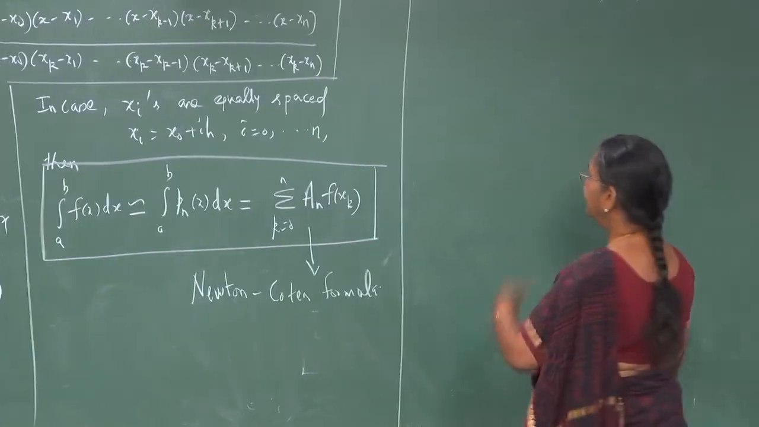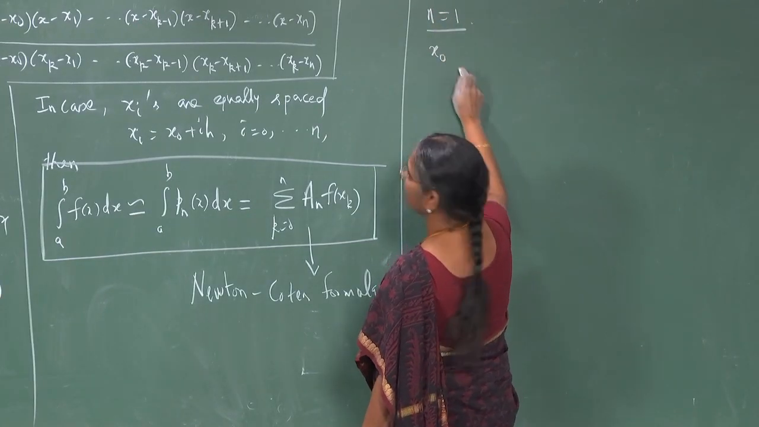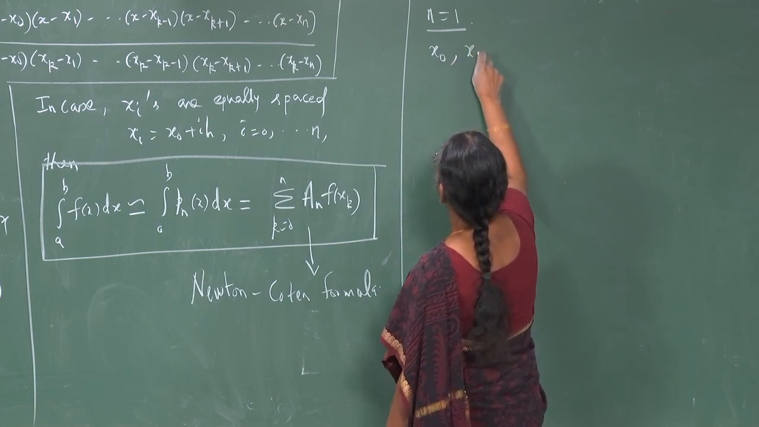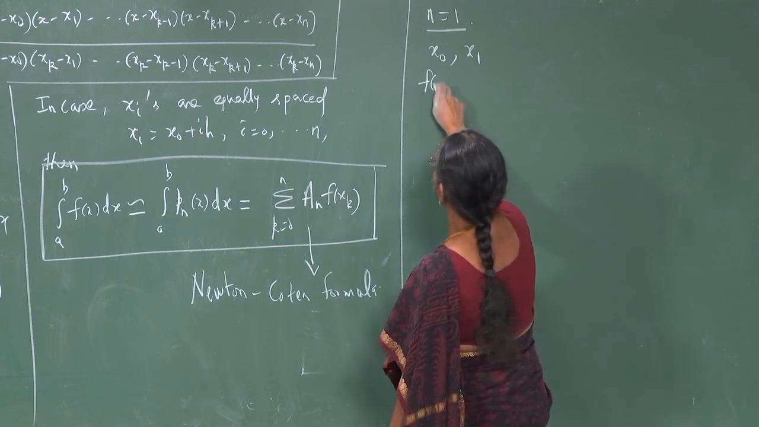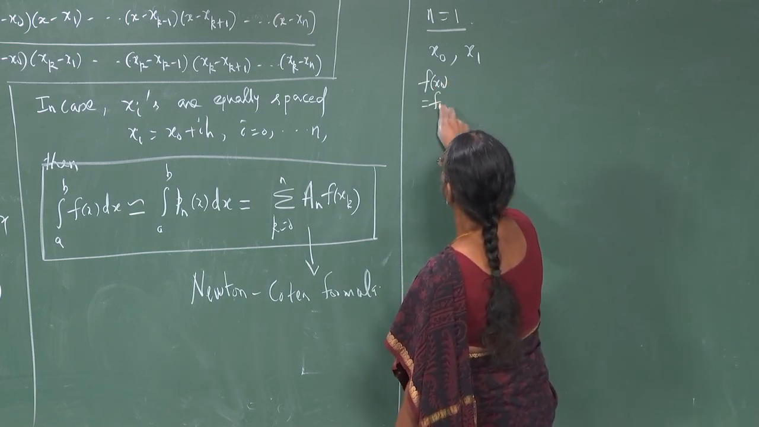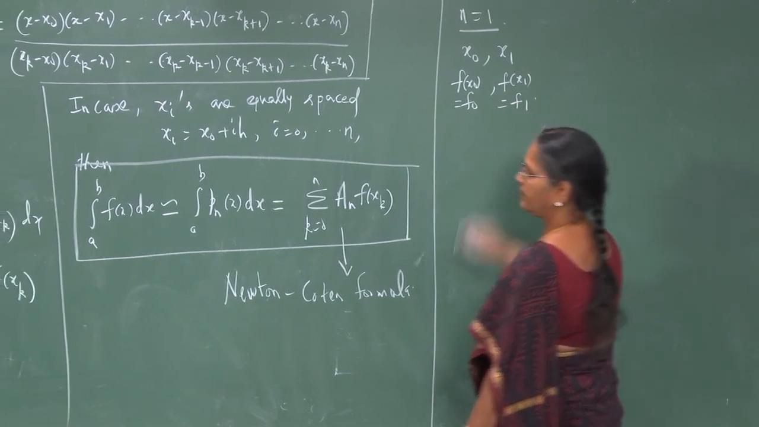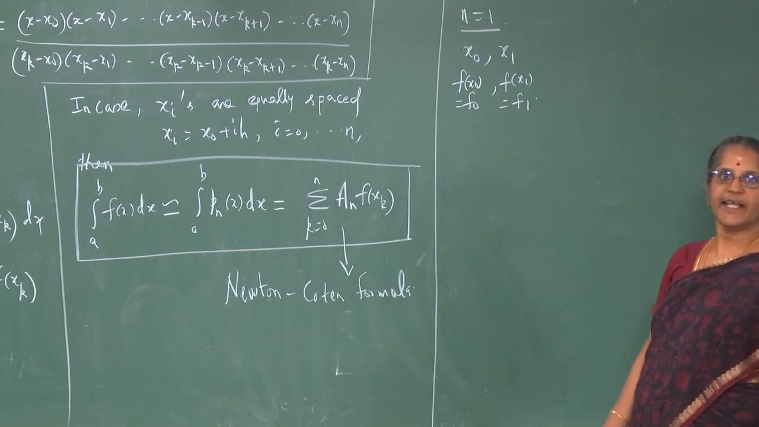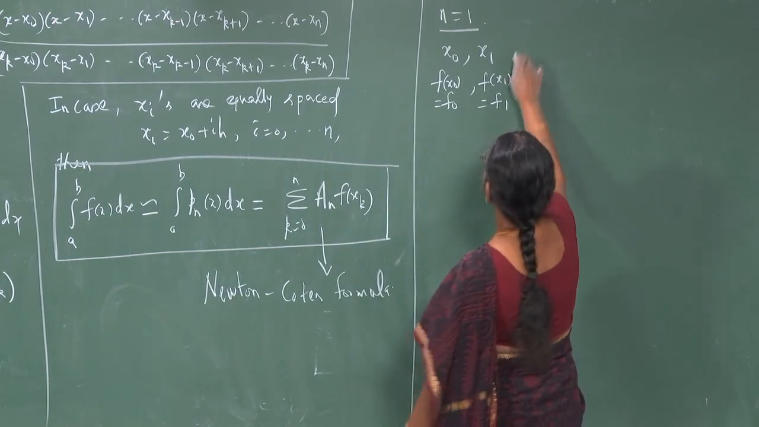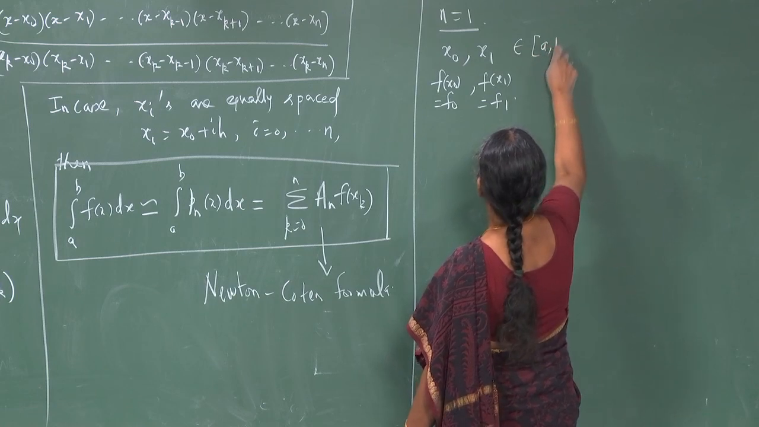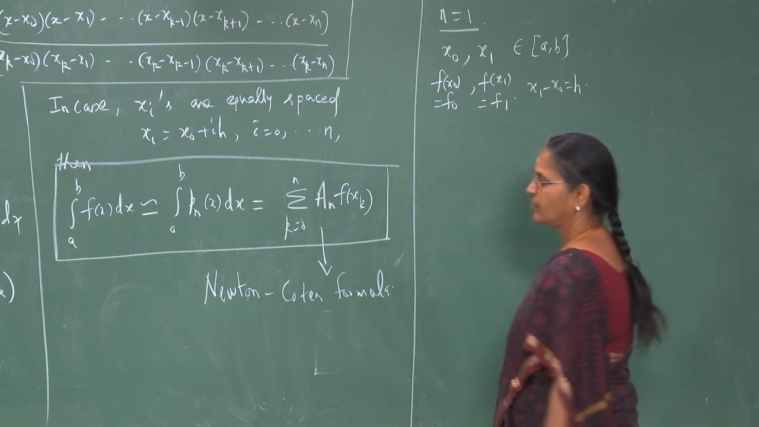So, let us work out the details for a simple case. Say when n is equal to 1. When n is 1, what is given? You are given the 2 points x naught and x 1 and the corresponding function values, which I denote by f naught and f 1. So, I am taking these 2 points x naught and x 1 belonging to the interval a b such that x 1 minus x naught is h.